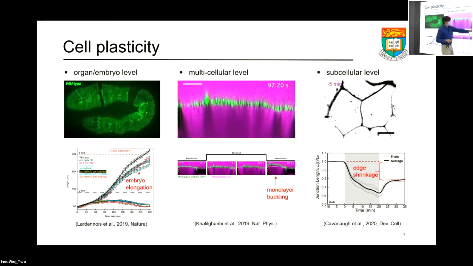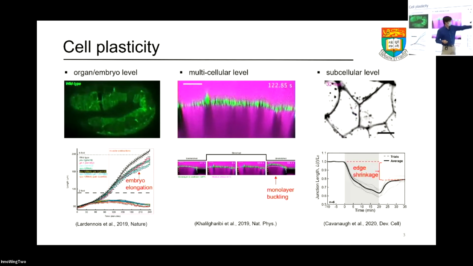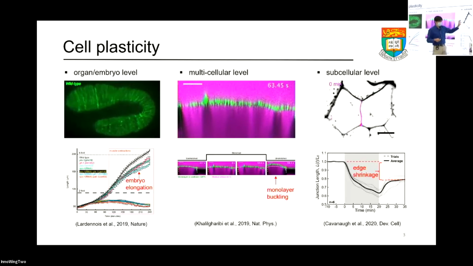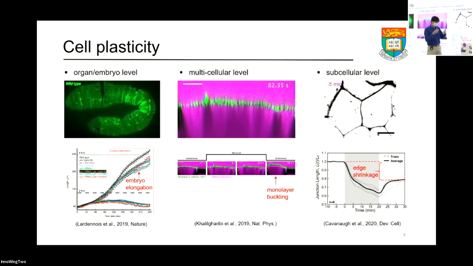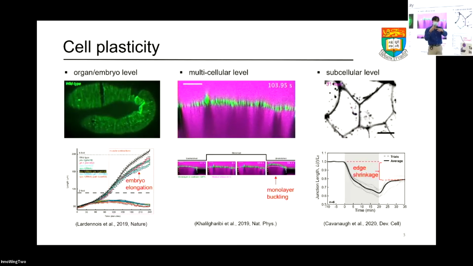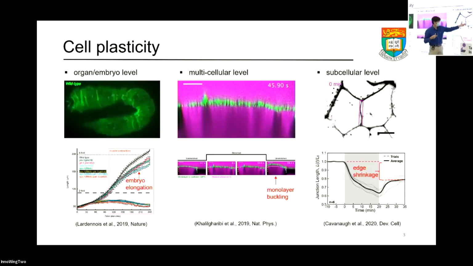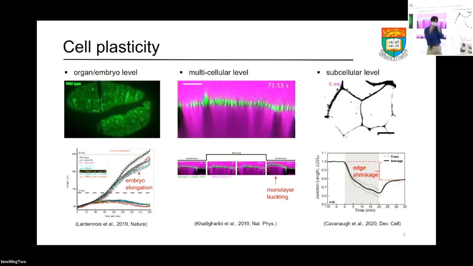Now, finally, is on the subcellular level. This is an experiment where we can use an optical method to trigger the active contraction of the cell-cell contact edge. Cell-cell contact means two cells in contact with each other. And once this happens, the cell edge tries to shrink.